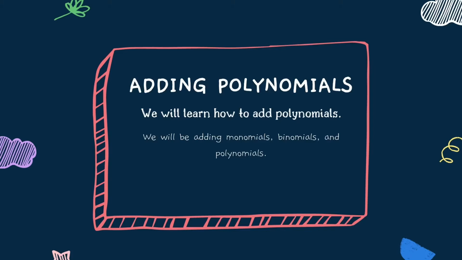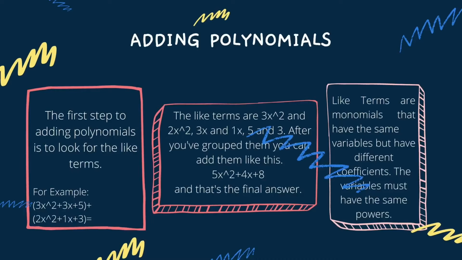We can now proceed to adding polynomials. We will learn how to add polynomials. We will be adding monomials, binomials, and polynomials. The first step to adding polynomials is to look for the like terms.